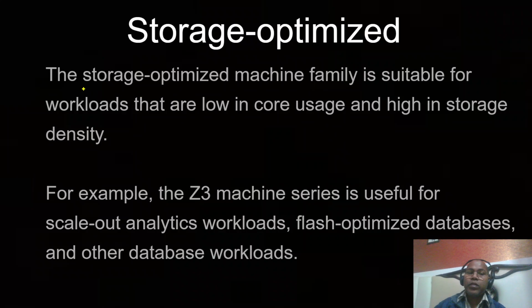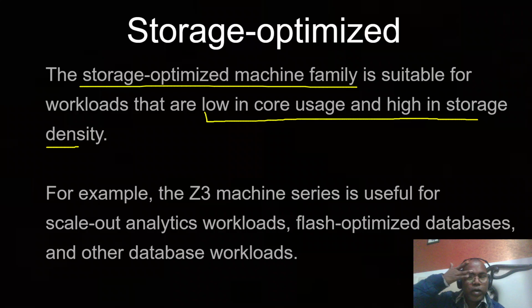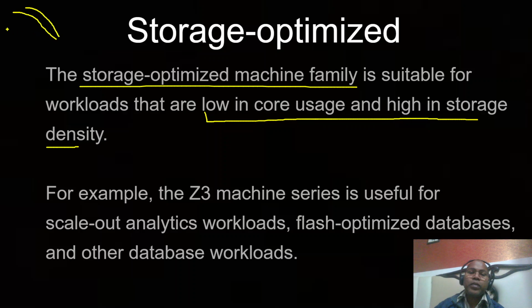And if you go to the storage optimized machine family, it is suitable for workloads with low core usage and high storage density. It means here our CPU consumption or CPU ratio can be lower, but the storage is what they want, like when you are continuously receiving data from an IoT device or something similar, and you are going to store that data. So storage is required to be very high.